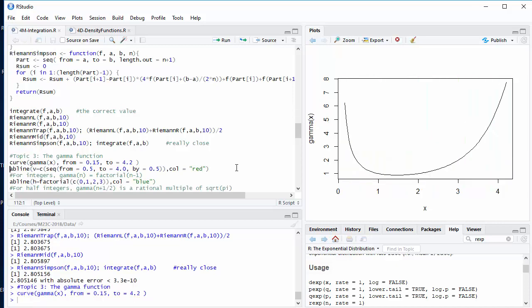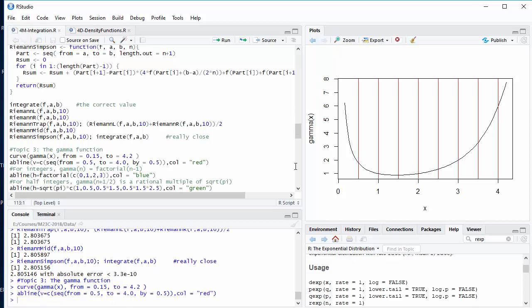Now let's have a look at the gamma function. There is a plot of the gamma function from a small positive value up through a value that's a little bit larger than 4. And let's draw vertical lines at all the points that are either half integers or integers, because those are the values where we actually have a formula that works for the gamma function. We can express it in terms of factorials for 1, 2, 3, and 4, and we can express it in terms of the square root of pi at the half integer values.